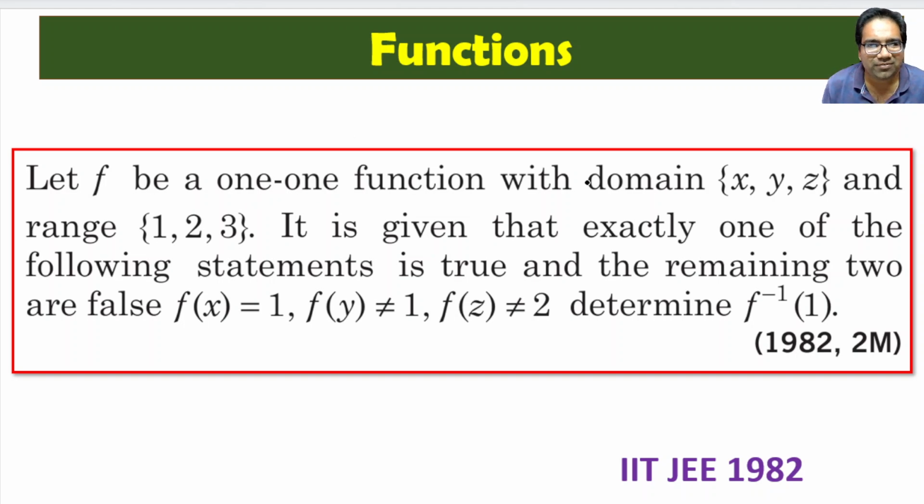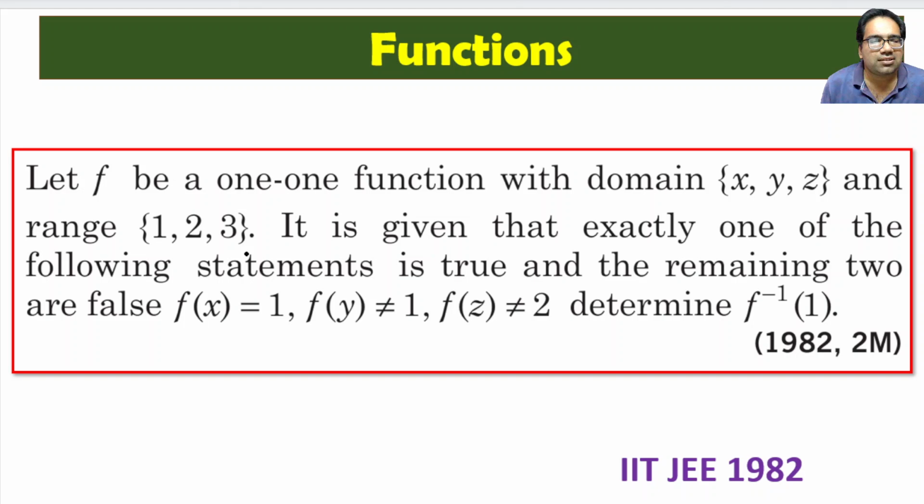This function f is a one-one function, with domain x, y, z and range 1, 2, 3. Okay, onto. Now we are given three statements: f of x equals 1, f of y is not equal to 1, f of z is not equal to 2. And it is said only one of the following statements is true. If that is the case, what is f inverse 1?